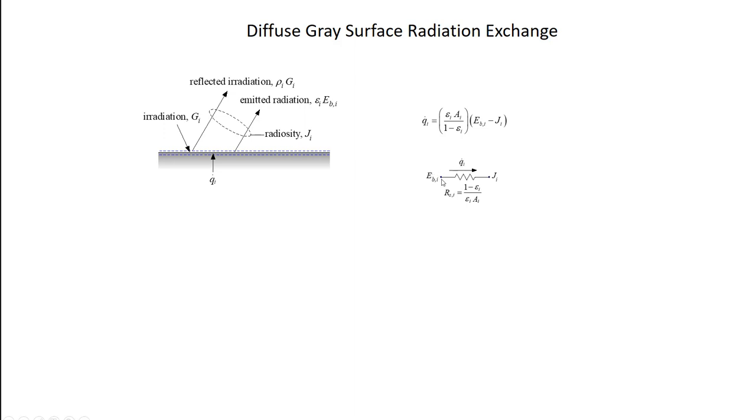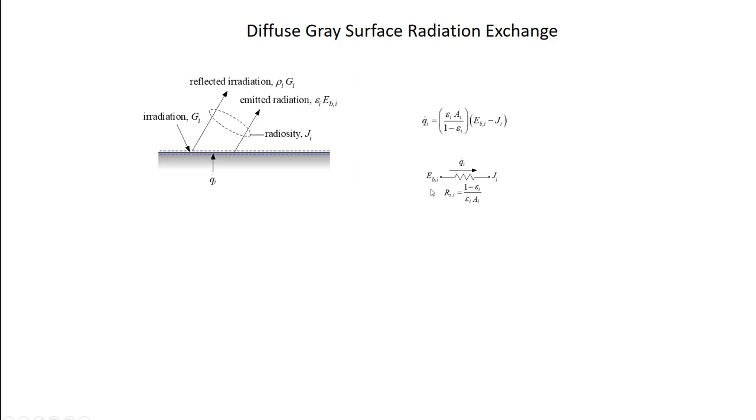Just to be clear, every surface is going to be represented by a node, and the node is going to be at a potential that's equal to EBI. So even though the surface may not be a black surface, its potential is EBI. But this EBI, this black body emissive power, is not the radiosity. This is not the stuff that goes off to interact with other surfaces. To get to the radiosity, I have to go through this surface resistance to get to J. This J is the radiosity from the surface. This is what goes off and interacts with the radiosity from all of the other surfaces.